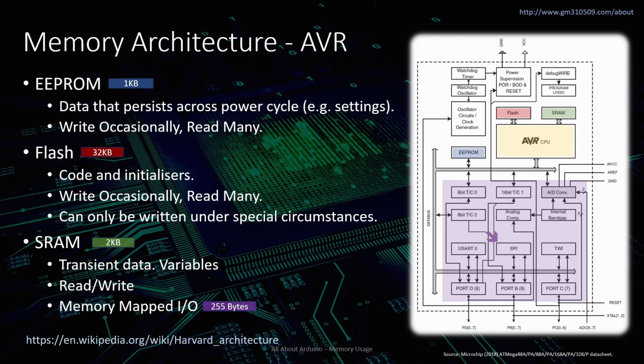Similarly, there's the SPI, the 2-wire interface, that's basically the I2C. There's all the analog inputs. There's timers and all sorts of other things. So that's the memory mapped I/O. And it's sort of put into the same address space as the RAM, because you kind of operate it like RAM. You read to it and write from it as much as you like.